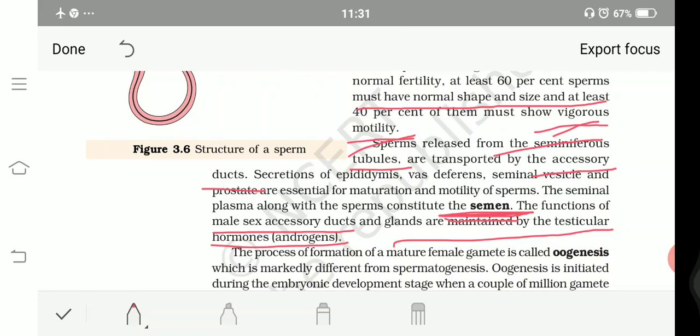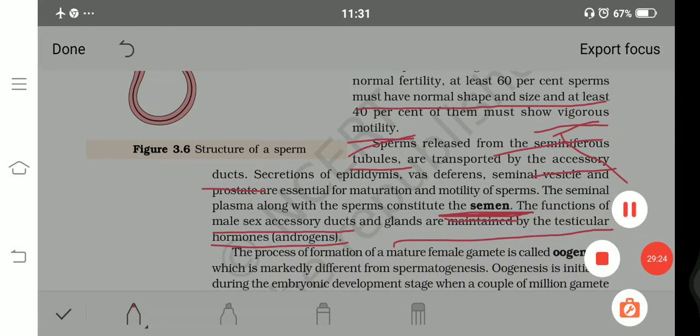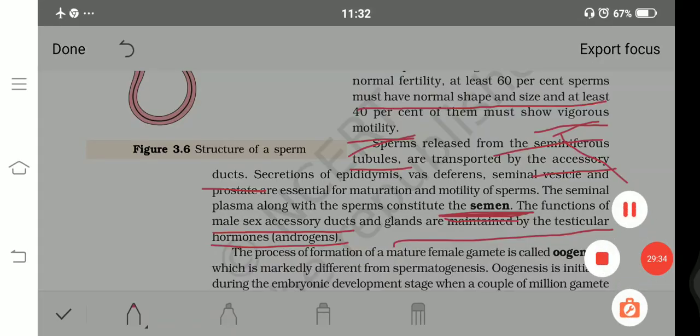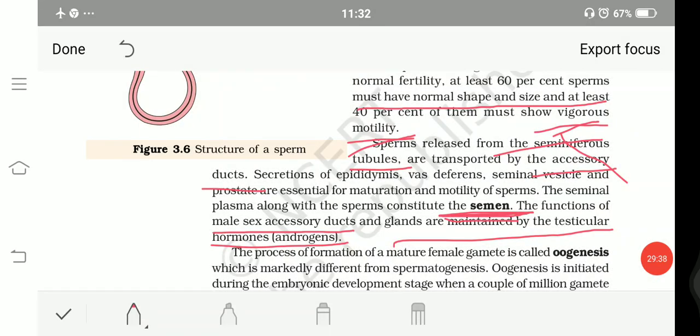I hope this lecture is going to help you in describing the activities which harm, or which normally occur inside, the males. So I hope we are going to meet soon in our next lecture to understand how oogenesis takes place.